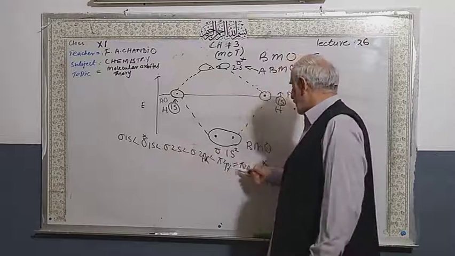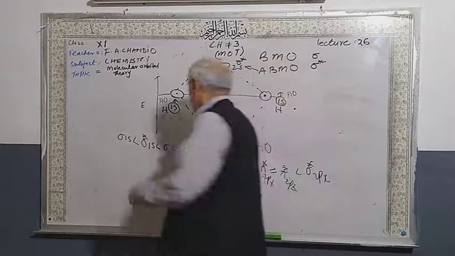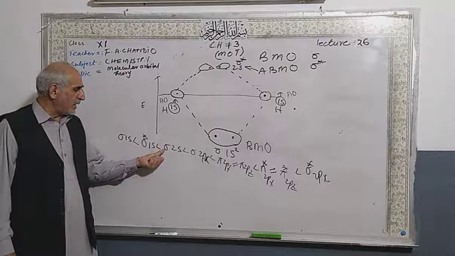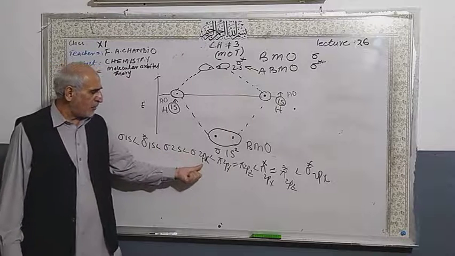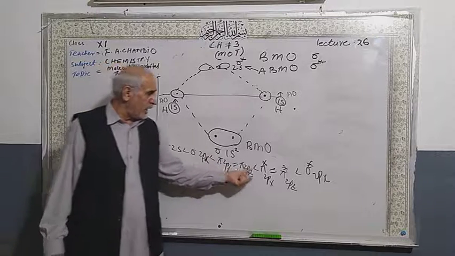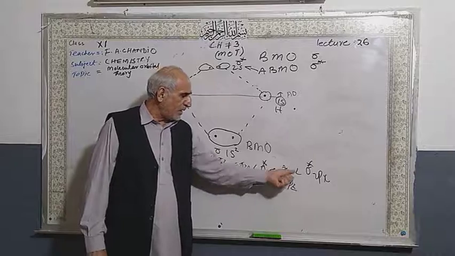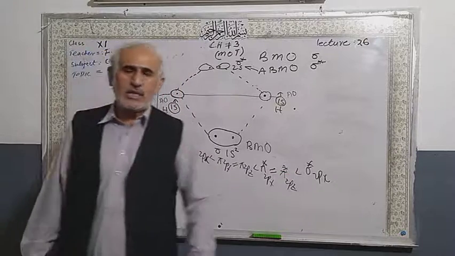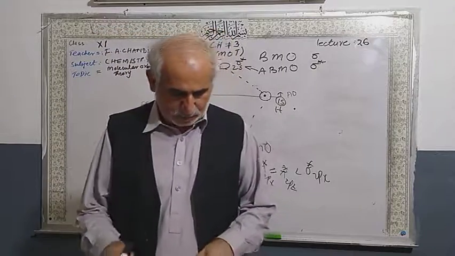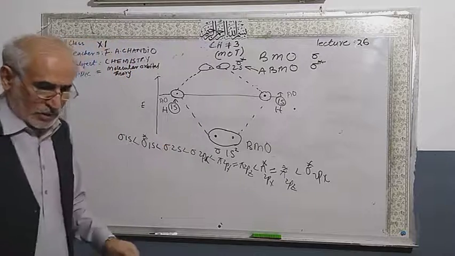This is going to be general. We follow this, but there is one thing I will tell you. Sigma 1s is the lowest energy, then sigma star 1s, then sigma 2s, then sigma star 2s, then pi 2py and pi 2pz, which are both degenerate, then sigma 2px, then pi star 2py equal to pi star 2pz, and the highest energy is sigma star 2px. Note it, very important.